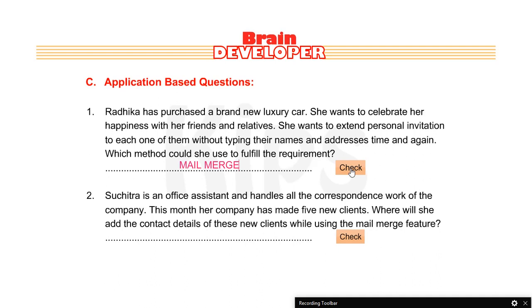Because we all know we have done this chapter, and we all know mail merge is used for creating a letter for more than one person very fast without any time. So next application based question, beta. Chitra is an office assistant and handles all the correspondence work of the company. This month her company has made 5 new clients. Where will she add the contact details of new clients while using the mail merge feature? Think about it, beta.